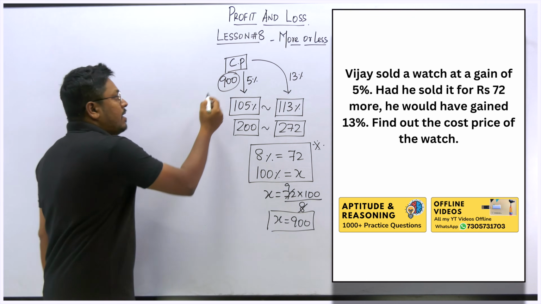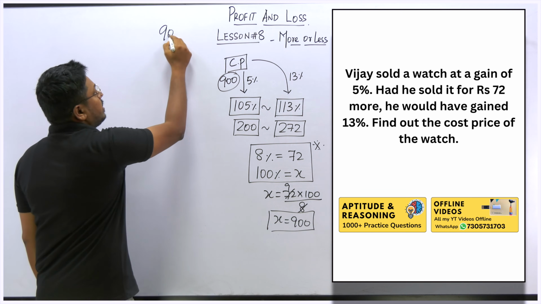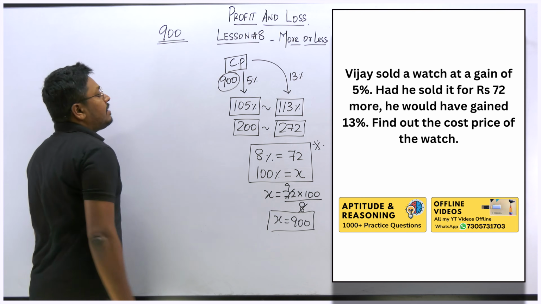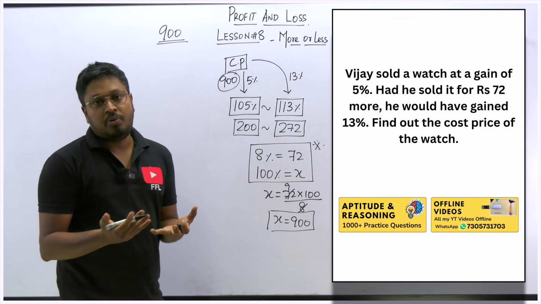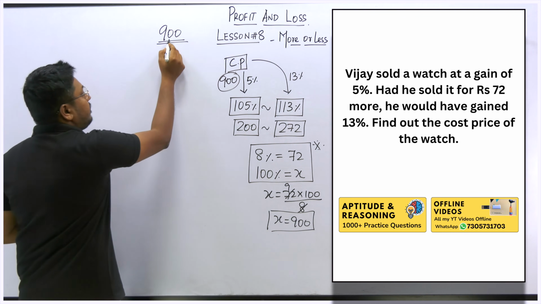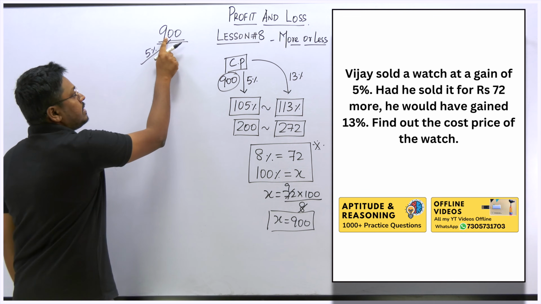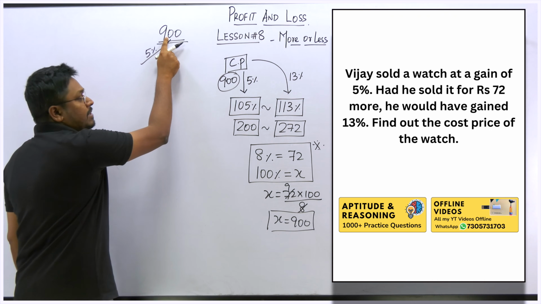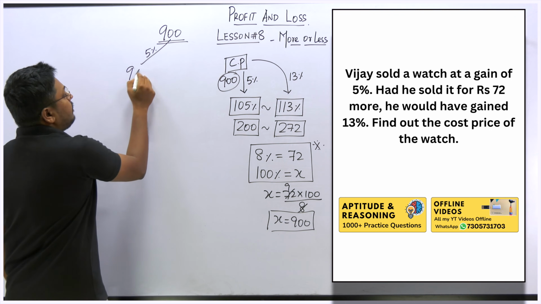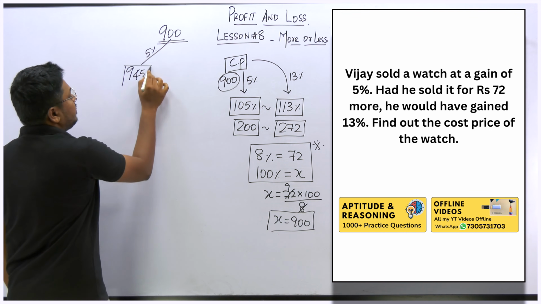Yes, you can, because we found the cost price of the watch is how much? 900. So let me check whether we are getting that 72 rupees more or less. Just see here, if he sells the watch with the 5% profit, what is 5% here? 1% is 9, 5% will be 45. So 945 will be the selling price of the watch.